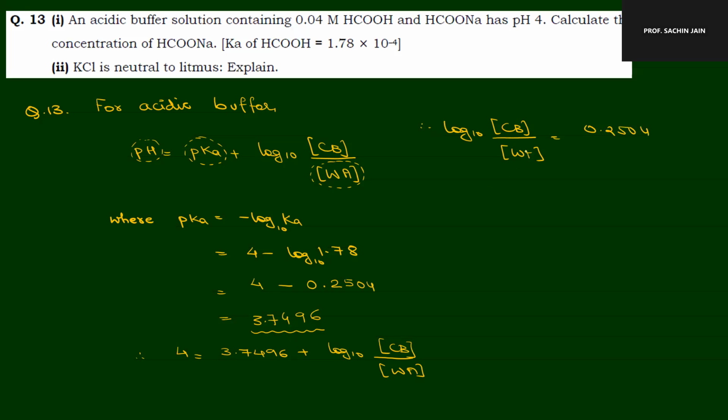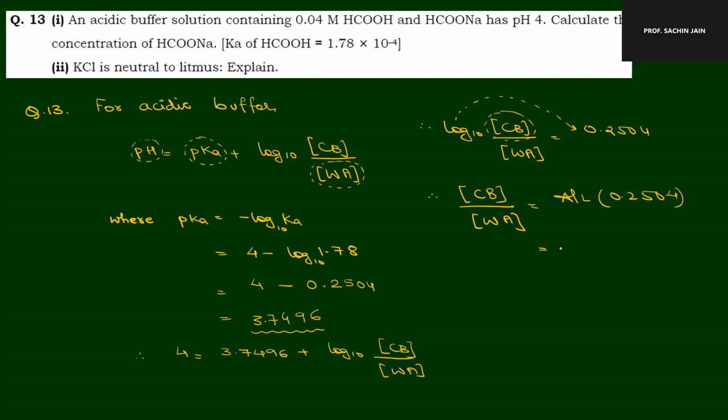Now the main step. I have to find the concentration of conjugate base, but it's part of the log. What should be my next step? I have to remove the log from here. What should I do? Anti-log. Anti-log on both sides. So if I take anti-log on both sides, the ratio of conjugate base upon weak acid will be equal to anti-log of 0.2504.